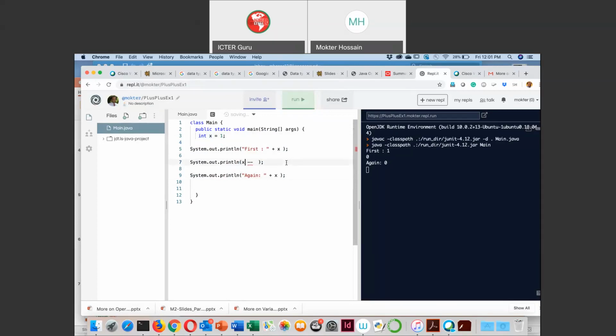Very simple, minor changes. I am going to use the postfix notation of the decrement operator. Previously I used minus minus x, and this time I'm going to use x minus minus. So now can you tell me what will be my output over here, on line numbers 7 and 9?